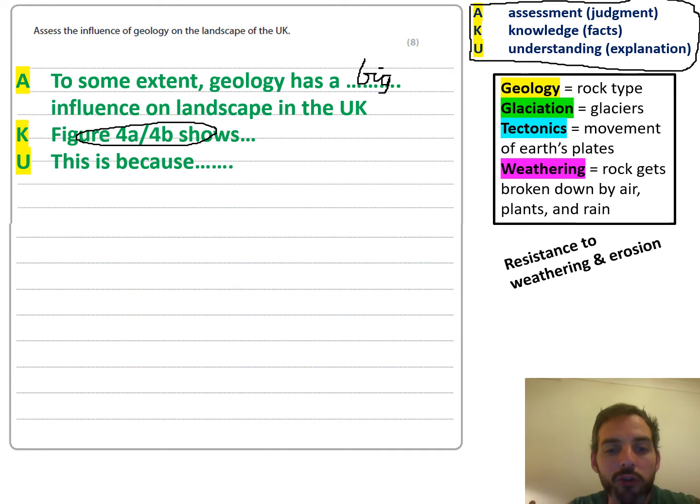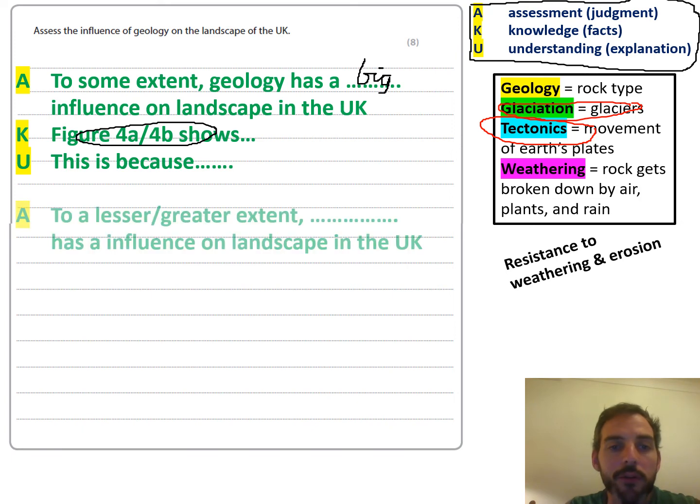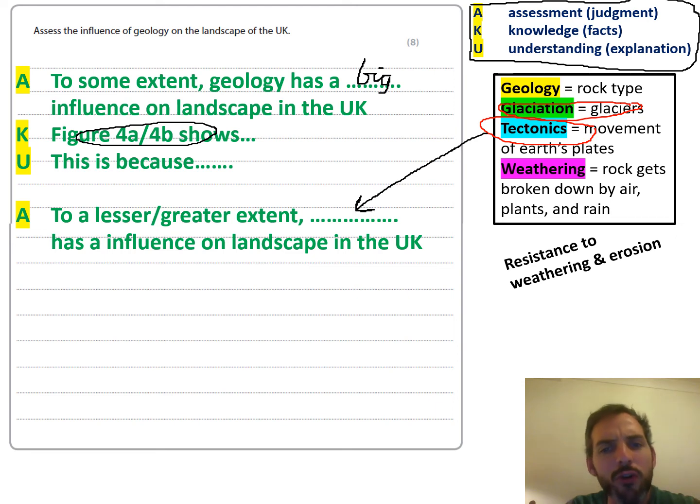Next up, after we've done that, we need to introduce our second idea, a second factor to make our second paragraph. Guys, it doesn't matter if you do glaciers and U-shaped valleys or if you do tectonics. Warning though, don't do all of them and don't turn it into a list. So this is what our second paragraph is going to look like. To a lesser or greater extent, you decide. But here, you're going to put in your factor. So if you think you want to talk about tectonics, extinct volcanoes, the Giant's Causeway in Northern Ireland, things like that, put that in there. You decide how big an influence it is.